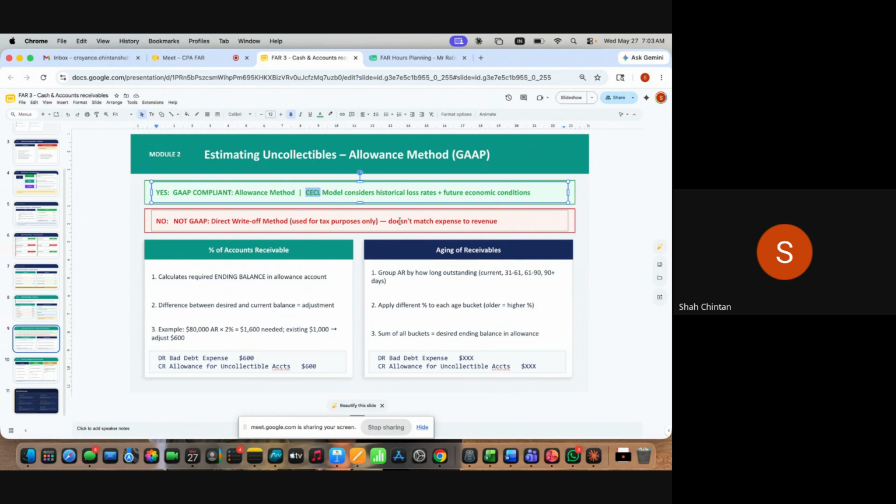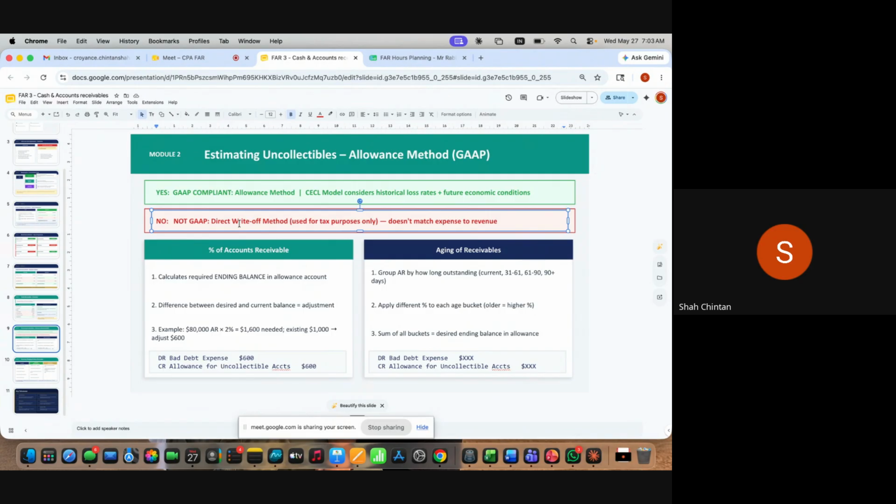अब आपके पास एक मेथड अलाउड है which is GAAP compliant, which is a CECL method, जहां पर आपको based on the accounts receivable aging आपको फैक्टर करना पड़ता है कि कितना पैसा नहीं मिलेगा. There is one more method which is called a direct write-off method. Now, direct write-off method is not allowed under US GAAP accounting, but it is allowed for the IRS tax purpose.